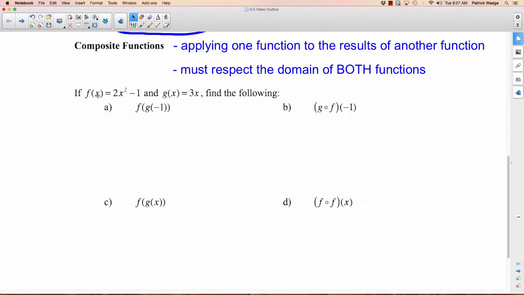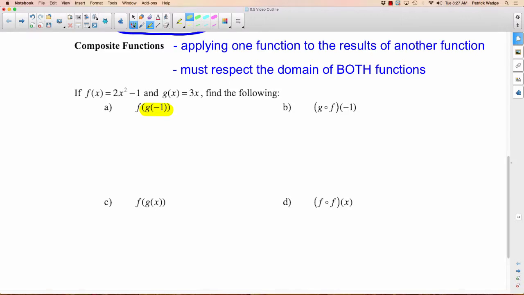So if we have one function f of x, which is 2x squared minus 1, and another function g of x, which is 3x, and we want to know what f of g of negative 1 is, do you remember what we do? You start with the innermost function. So the first thing we're going to do is figure out what g of negative 1 is.